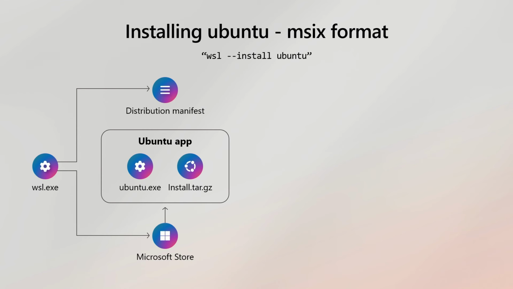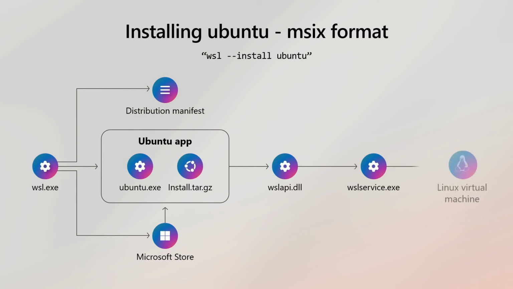And this is an executable that, once the application is installed, WSL is going to call into this entry point. And this ubuntu.exe is then going to load a library, wslapi, which is a Windows library that we use to connect distribution applications with the WSL service, which is what manages the state of the Linux virtual machine and is essentially capable of deploying the distribution on the virtual disk and running it later.